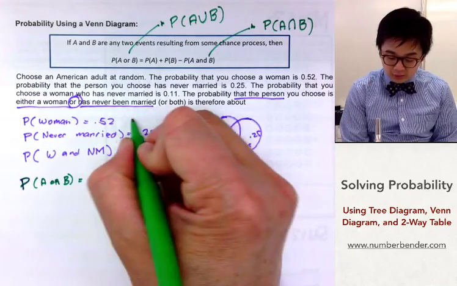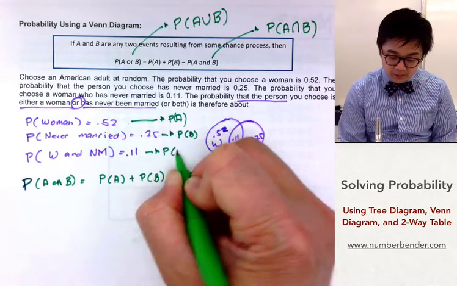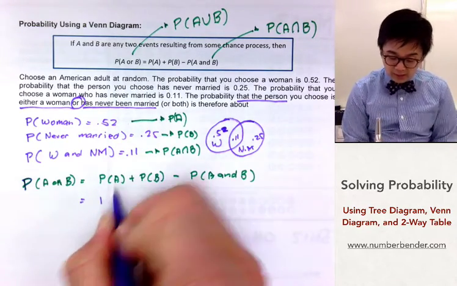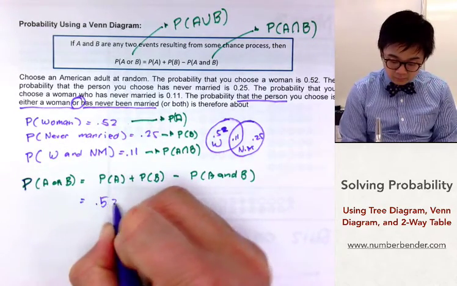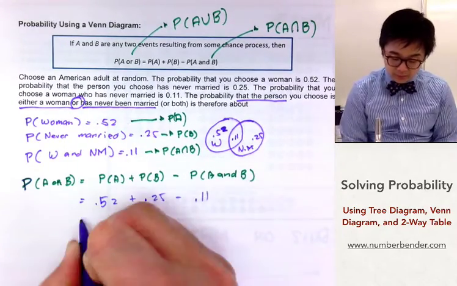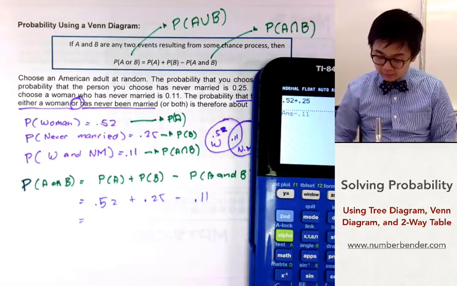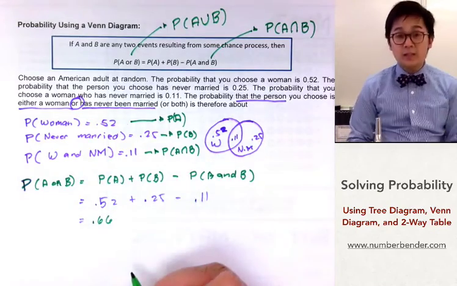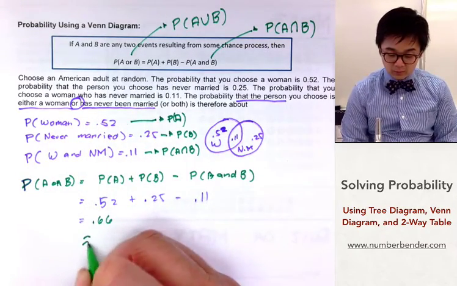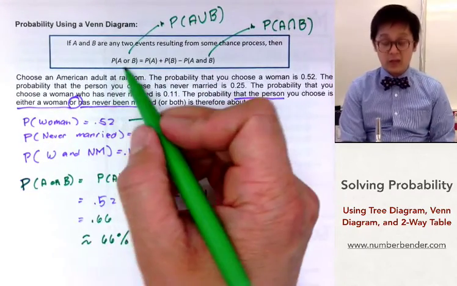So we are getting the probability of A or B. Here we can say this is P of A, this is P of B, and this is our intersection A and B. Using the formula, P of A is 0.52 added to 0.25 minus the intersection, which is 0.11. Using our calculator, 0.52 plus 0.25 minus 0.11 is 0.66. So the probability that the person we select is either a woman or has never been married is about 66%, using our formula for the intersection or union of event A and event B.